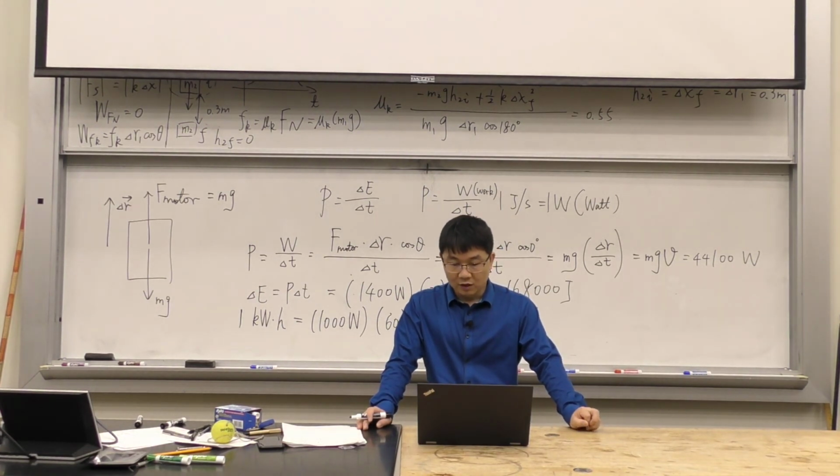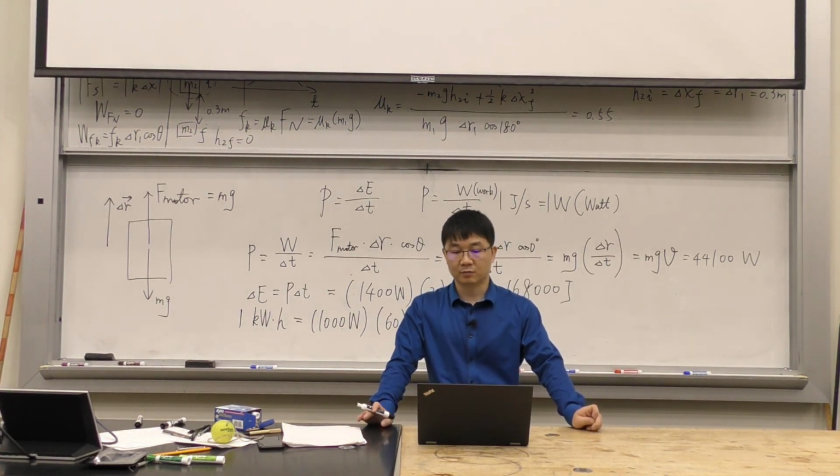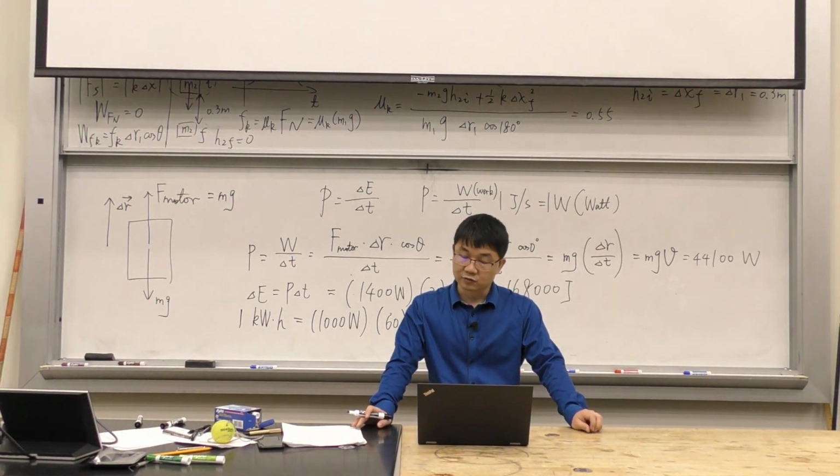So that's why they always bill us in kilowatt hours, and you can see the rate is like 50 cents per kilowatt hour or something, and then multiply that by the kilowatt hours you have used. That's your bill. Okay? I'm going to stop here for this video.